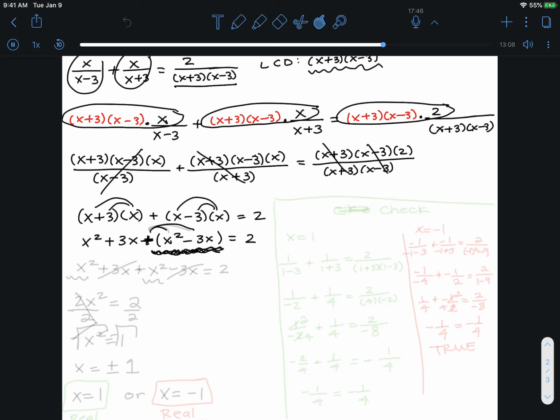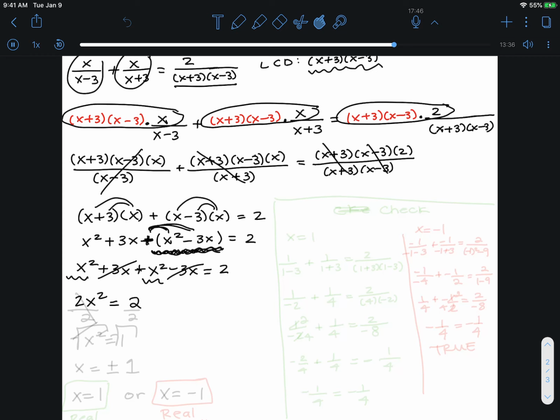So you would have to be careful for that. So I'm going to go ahead and get x squared plus 3x, and then a positive times a positive is just going to remain a positive, and then a positive times a negative is going to remain a negative. So now we can go ahead and combine like terms. X squared plus x squared is 2x squared, the 3x and the negative 3x cancel out. So 2x squared equals 2.